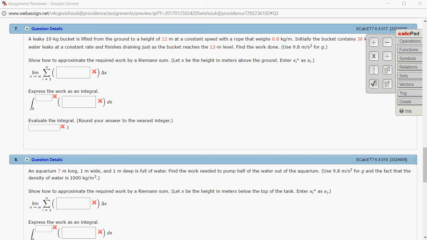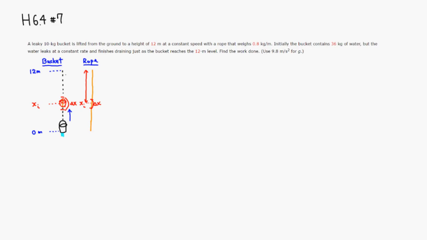Alright, let's look at homework 6.4, problem number 7. This is another leaky bucket problem. This time the rope is heavy enough that we cannot ignore the weight of the rope. So we're going to split it into a bucket part and a rope part.